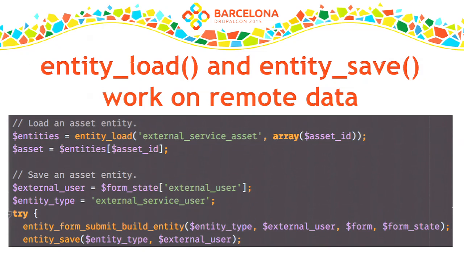Here's what's amazing. Entity load and entity save can actually work on remote data. So you can see here in this example that I just have my asset type, or my entity type, pass an ID, and it'll just automatically do the work for me. Similarly, I can take an already formed object, I have my type, and then I can perform an entity save on that. Similar to node save and node load, you could also have some sort of wrapper function that allows you to have any extra business logic you might need.